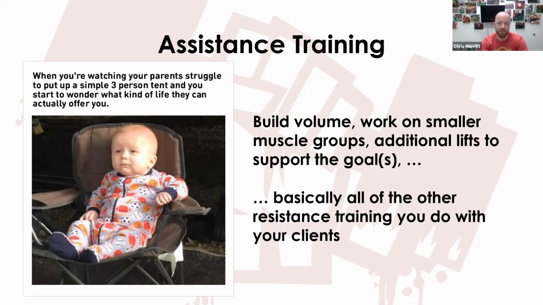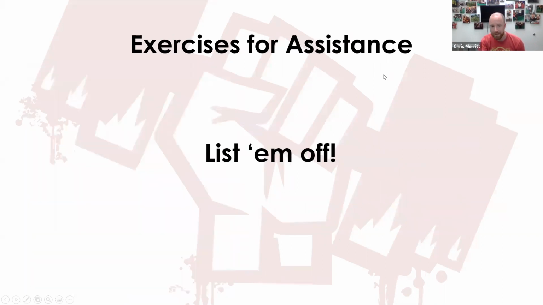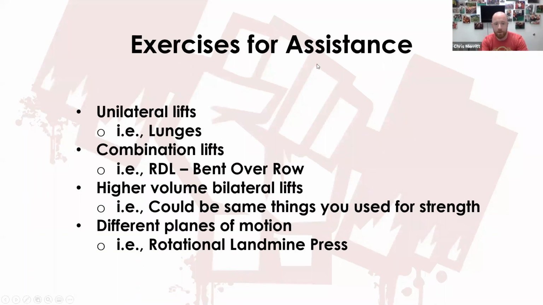The easiest way to think about it is it's basically all the other resistance training that you would do with your clients. So strength is where we're getting our big bilateral movements in. And now this is where we're likely going to get in more of our multiplanar movement. So, list them off: unilateral lifts, combination lifts.